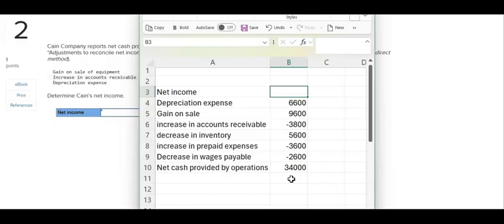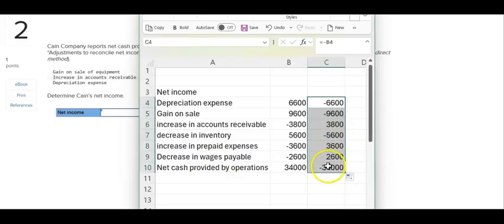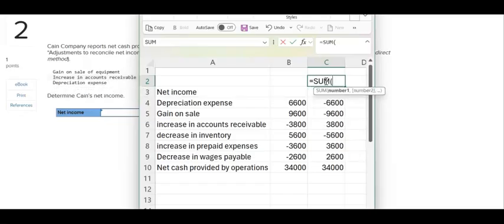Well, we need to back into that number, so we're going to start with net cash provided from operations, and we're going to do the opposite. We're going to subtract what needs to be added, add what needs to be subtracted. So we're going to do the opposite here, except we're going to come to a 34,000. Okay, so we're going to do the opposite of what would show on the statement of cash flows, and if we do the sum of all of these, we get to 22,200.